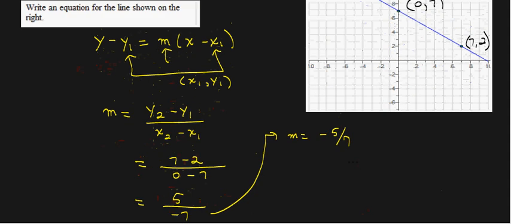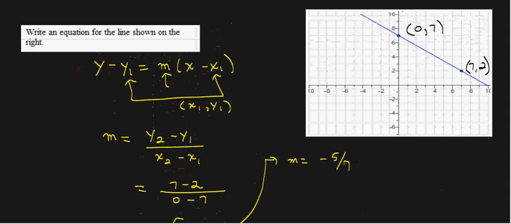Now keep in mind, I said it didn't matter which order we did that in. If we had done this 2 minus 7, just to show you, 2 minus 7, and then 7 minus 0, that would have given us a negative 5 over positive 7, so we got the same slope, no matter which direction we did the subtraction. Alright, so we've got the slope.